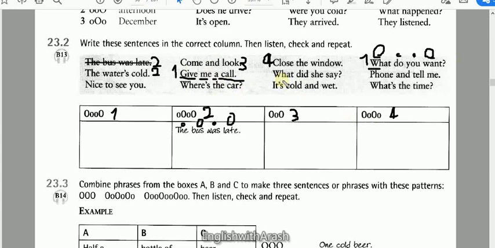Next one, I'm going to read it for you. What did she say? What did she say?